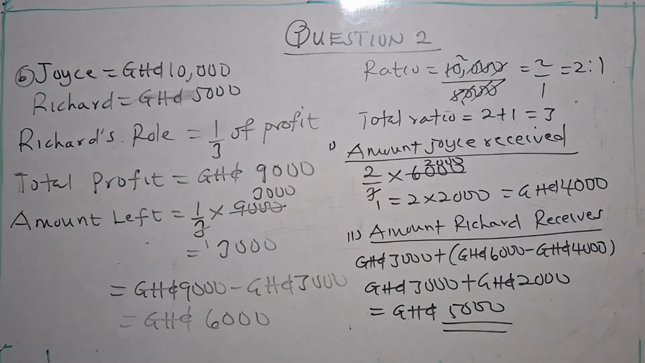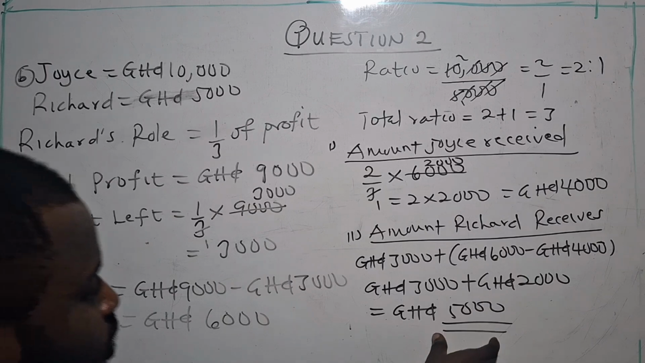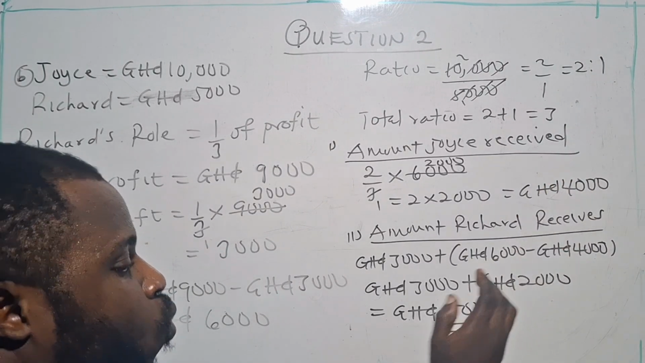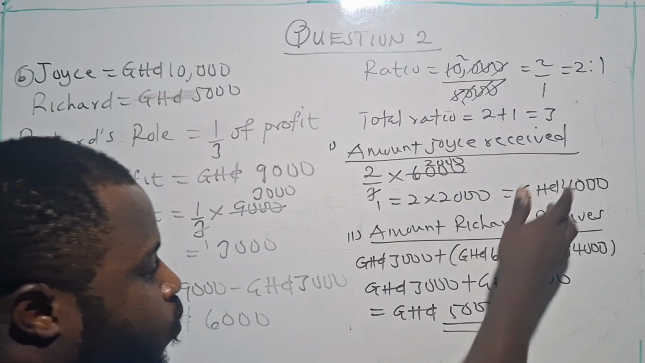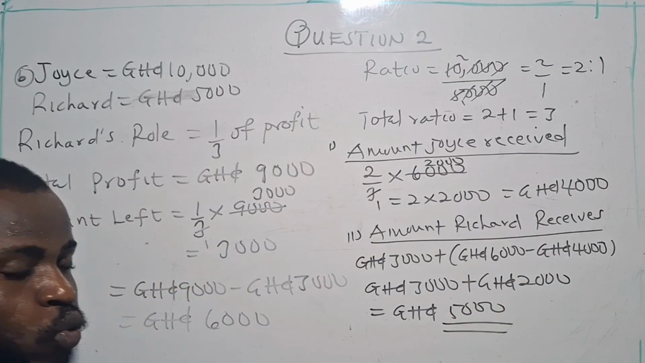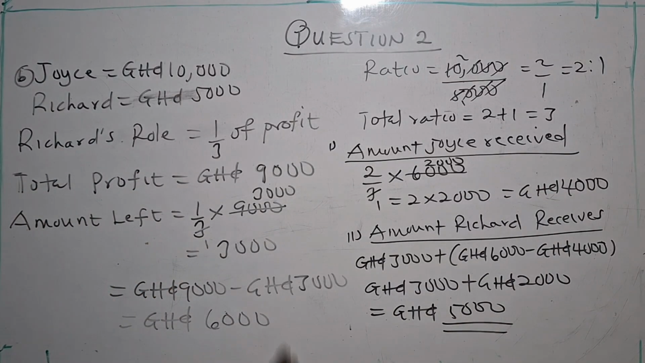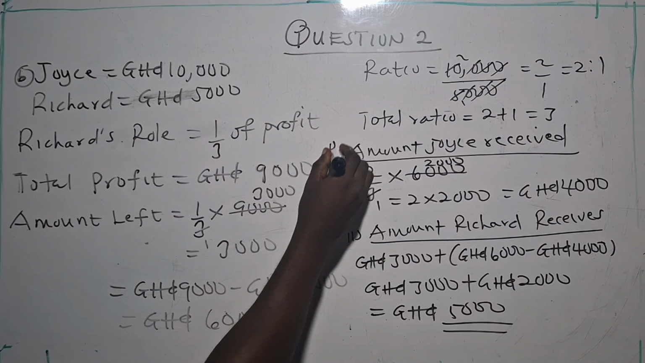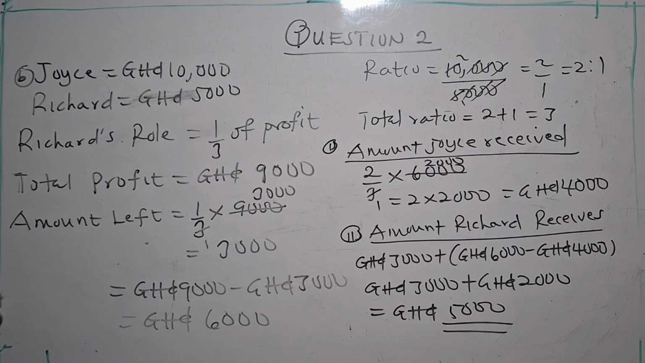The one thing about ratio is that when you finish, add each amount received and see if it will be equal to the total amount they receive. Here, Richard has received what? 5,000. Joyce has received what? 4,000. When you add, it gives you 9,000. What was the total profit they were to share? 9,000, which makes our calculation correct.